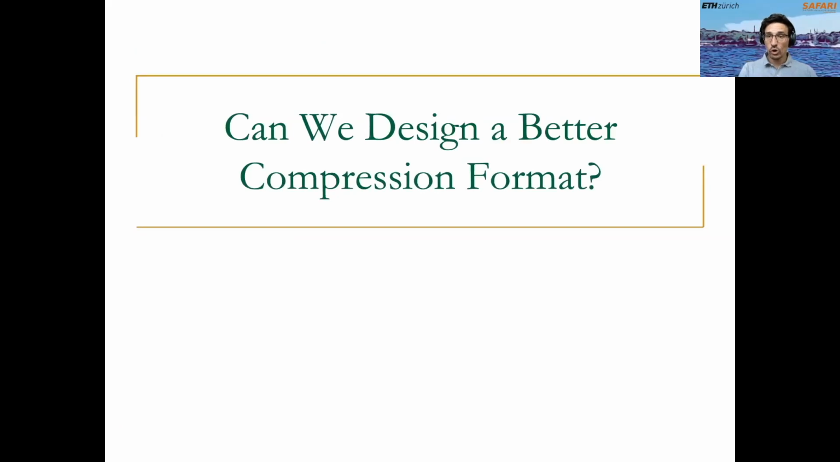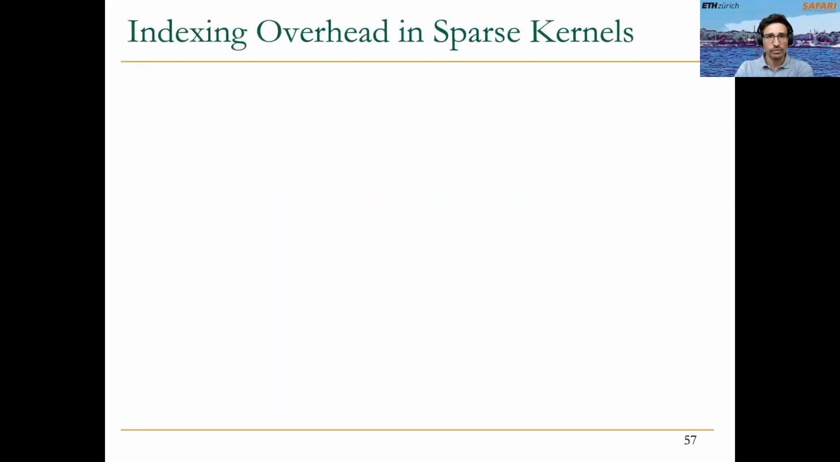So we have seen that all these matrix formats have pros and cons, so that's why it makes sense to ask ourselves whether it's possible to design a better compression format. And that's something that we tried in past work with some interesting results. One of the reasons for trying that is not only trying to increase the space efficiency and save memory capacity, but also trying to reduce the indexing overhead in sparse kernels. And indexing overhead essentially means finding the actual values of the matrix and the vector.